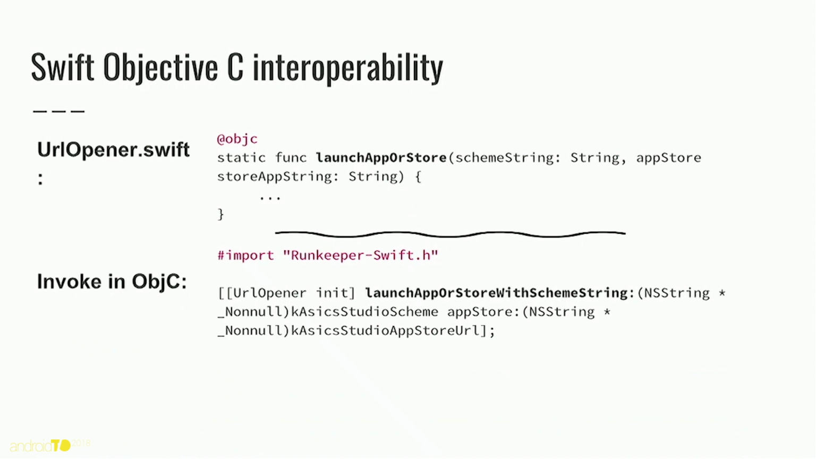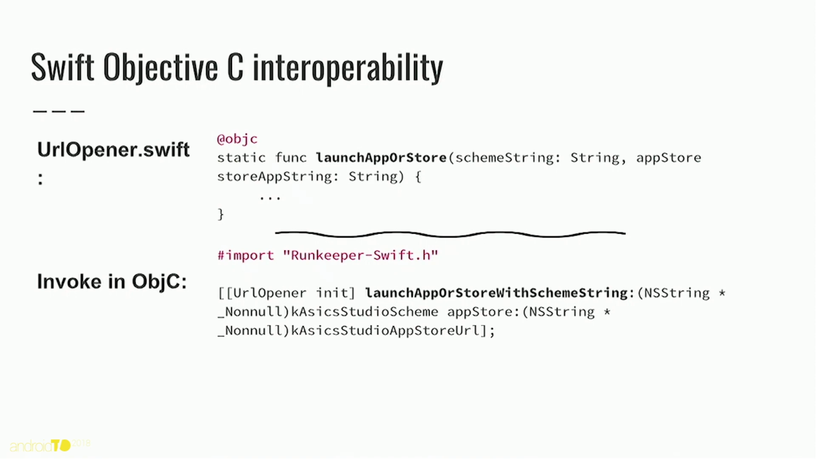So based on what I just described, interoperability sounds pretty easy, right? Wrong. You can run into a whole lot of issues with it. First of all, the renaming of methods is definitely more annoying than it is with Java Kotlin interoperability. For example, let's say in Runkeeper, we sometimes want to deep link to our sister app, A6 Studio. If the user already has A6 Studio installed on their device, then we want the deep link to open to that app. And if they don't have it installed, we want to deep link to the App Store.